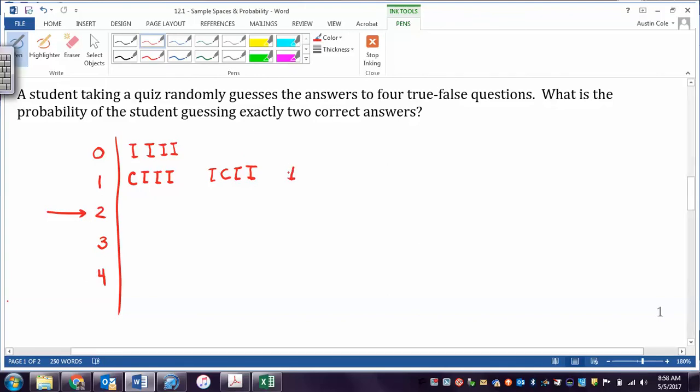He could have gotten the first two wrong and the third one right, or he could have gotten the first three all wrong and the last one right. So there's one possible outcome to get 0 of them right, and there are 4 possible outcomes to get 1 of them right. How many outcomes are there going to be to get 2 of them right?